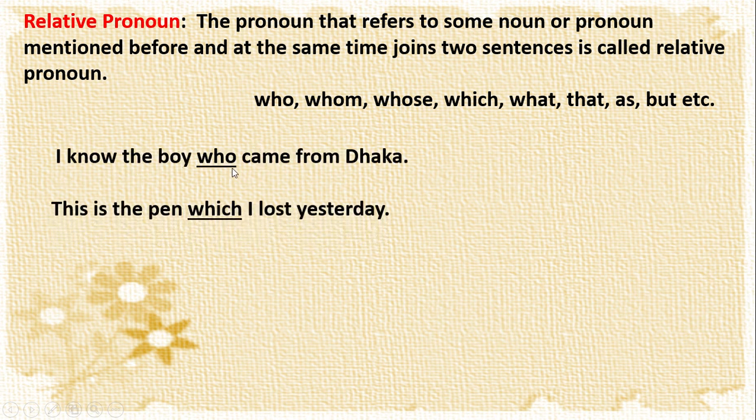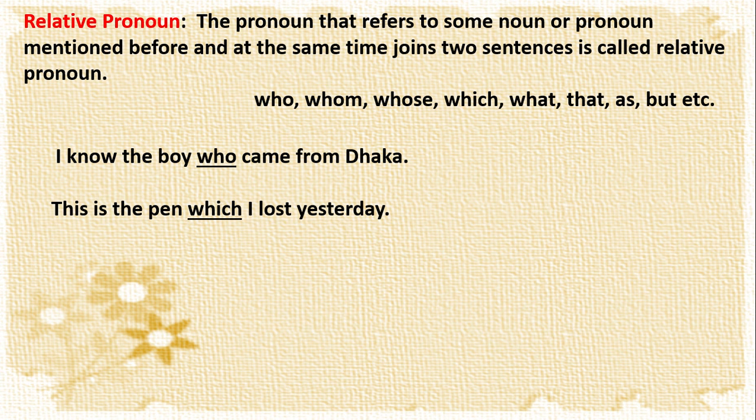I know the boy who came from Dhaka. This is the pen which I lost yesterday. Here who, which, these are the relative pronoun and it is indicating the word boy. Here which is indicating the word pen. Here boy and pen, these are the antecedent.